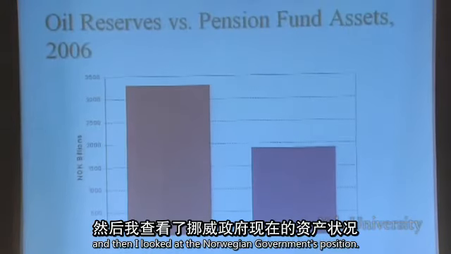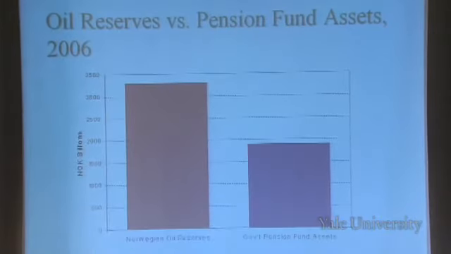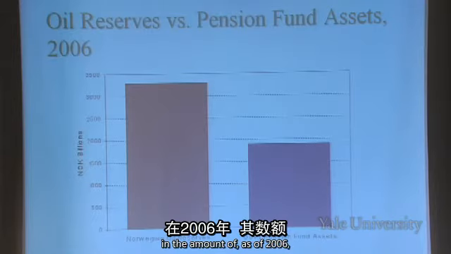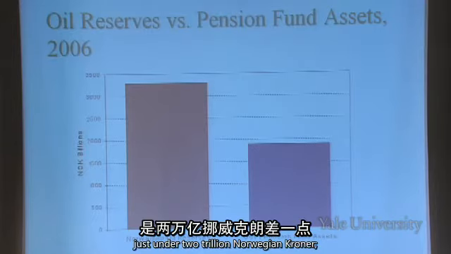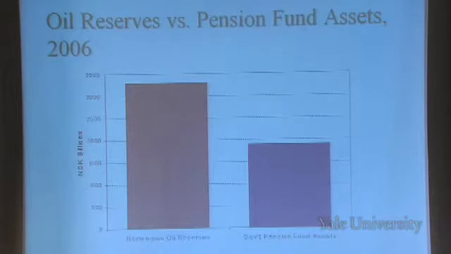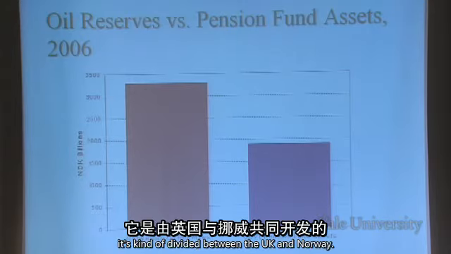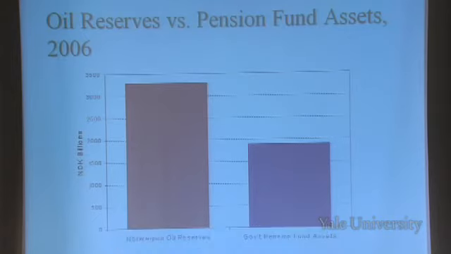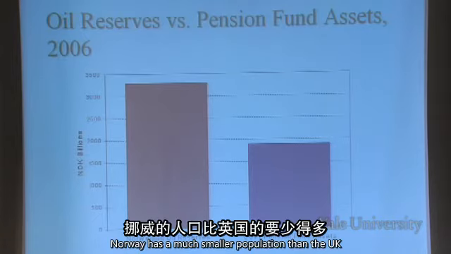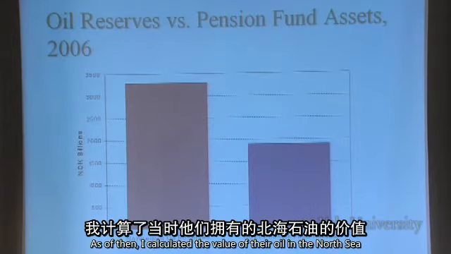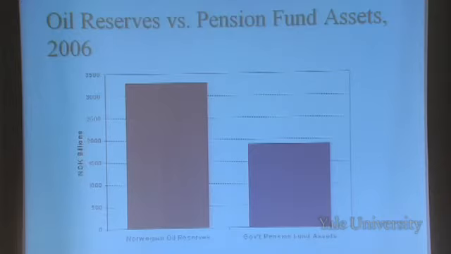And then I looked at the Norwegian government's position. The Norwegian government has pension fund assets, as of 2006, of just under 2 trillion Norwegian kroner. But they also own North Sea oil. If you know that, it's kind of divided between the UK and Norway. Norway has a much smaller population than the UK, and they have a lot of oil up there in the North Sea. So as of then, I calculated the value of their oil in the North Sea. And that's what I got.